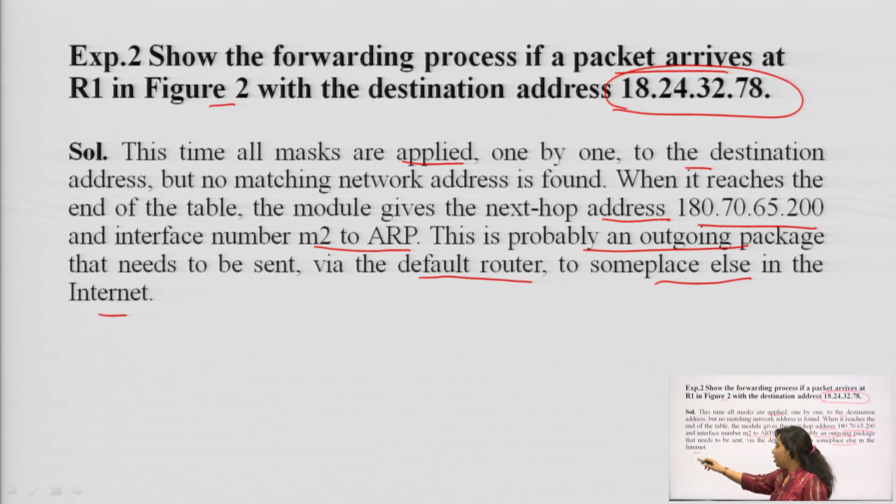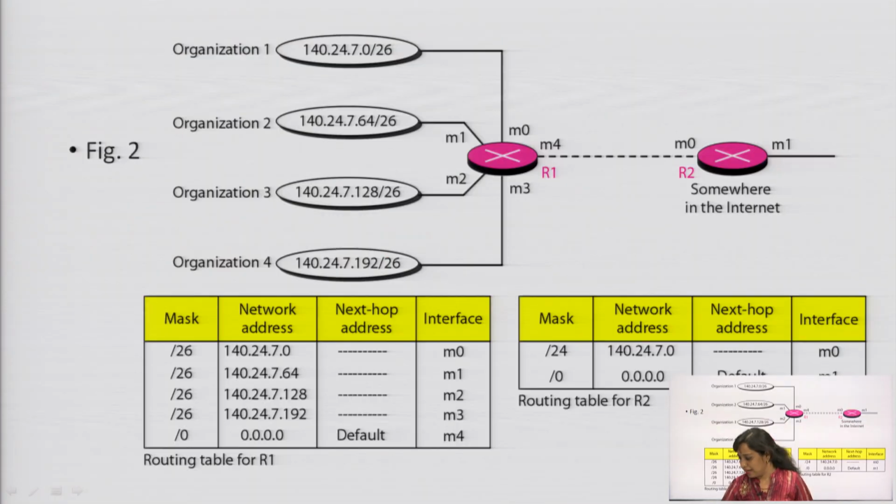Basically in this diagram, as you can see, certain masks are fixed, that is /22, /24, /25 and /26. In this question no mask is given, only the destination address is provided that has reached a particular router, and we have to forward that packet. So, it is not going to match. When it reaches the end of the table, a default next hop address will be provided, like you can see over here, and it will go to ARP.